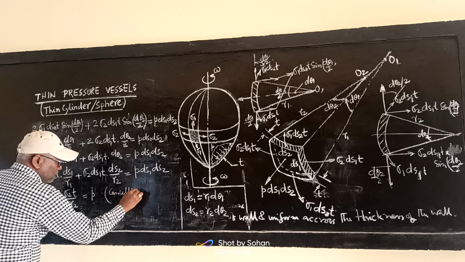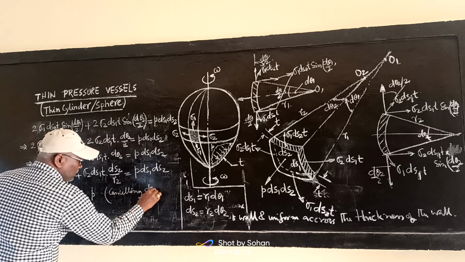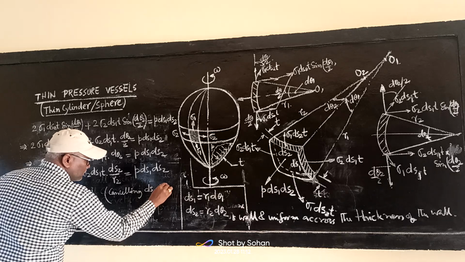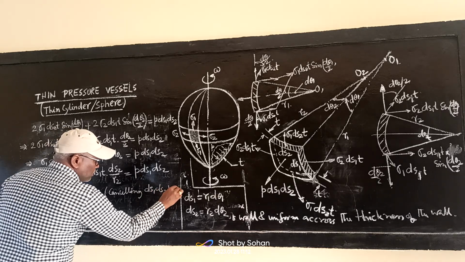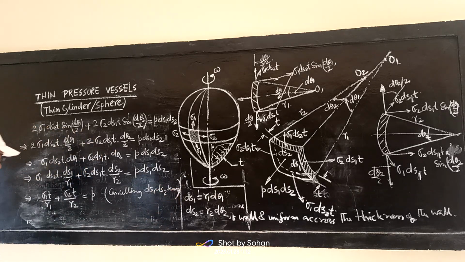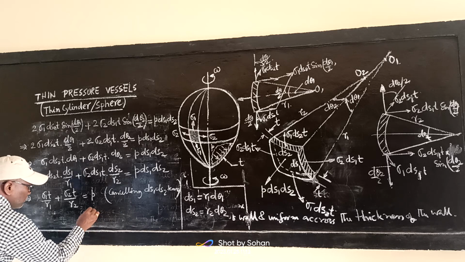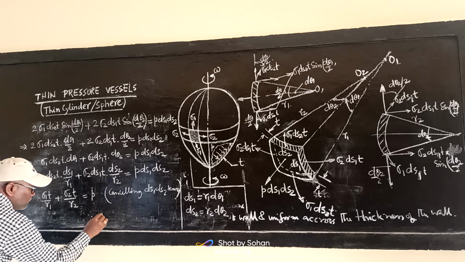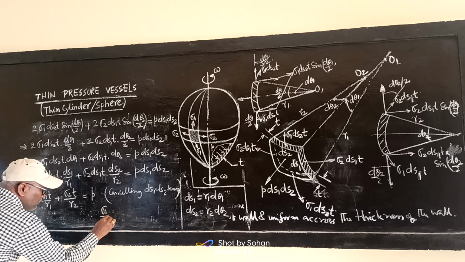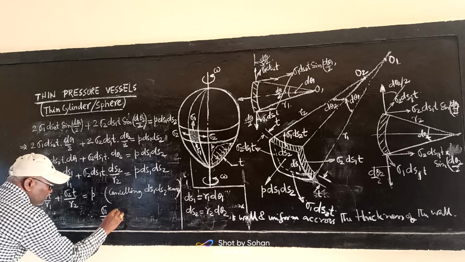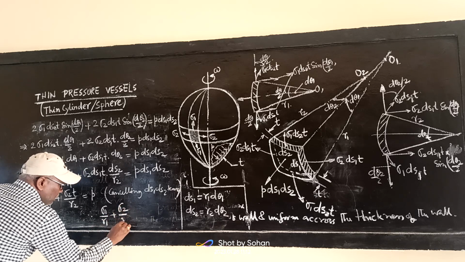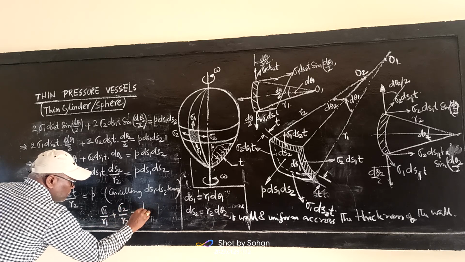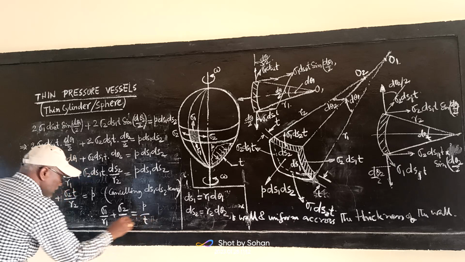Cancelling ds1 ds2 terms. Now finally this equation will become, if you take out the common t, therefore we write sigma 1 by r1 plus sigma 2 by r2 is equal to p by t.